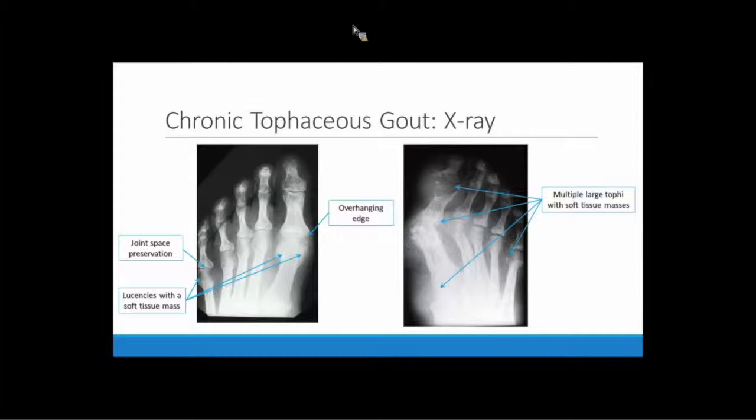Okay, here are the more common. This is the first MTP. You eventually get the joint space narrowing and destruction. But all these calcifications are within the tophus. There's a big tophus here, big tophus there, and a big soft tissue mass that you can see on the side of the foot.